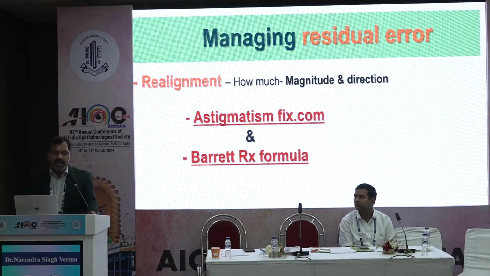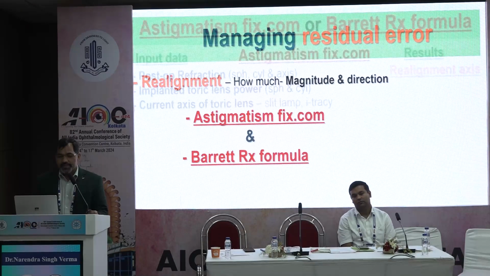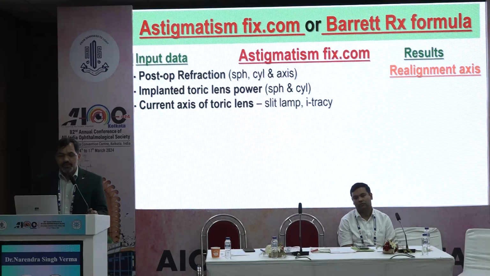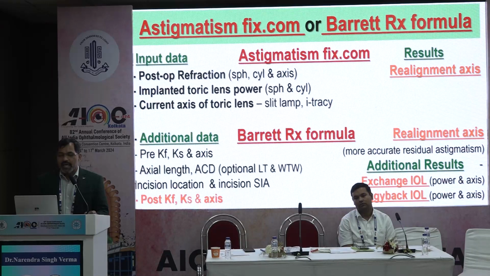So for realignment, there are two formulas available to us. One is astigmatismfix.com and the second is the Barrett RX formula. So we will compare these two. In astigmatismfix.com, you have to enter only the post-operative refraction, then the current position of the toric lens, and the power of the toric lens you have implanted. And the result you will get is how much the realignment axis will be.